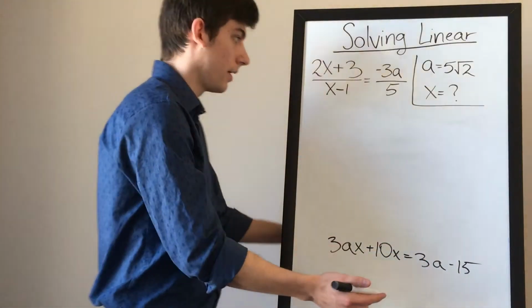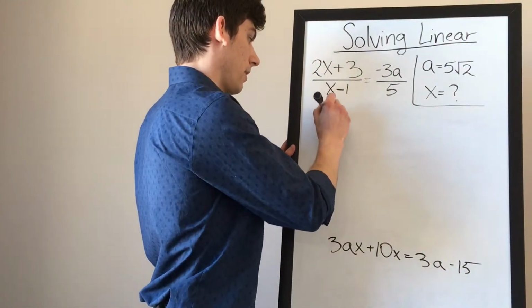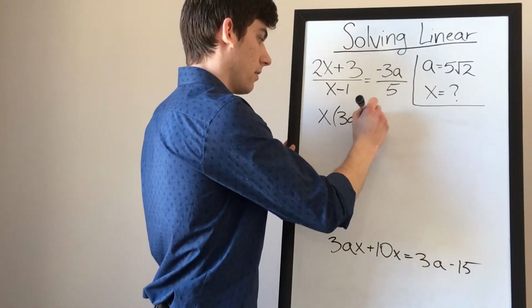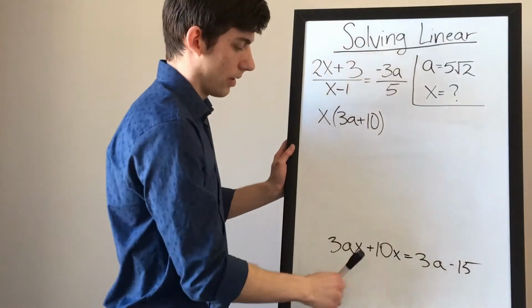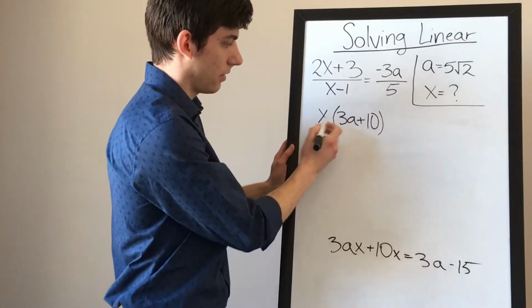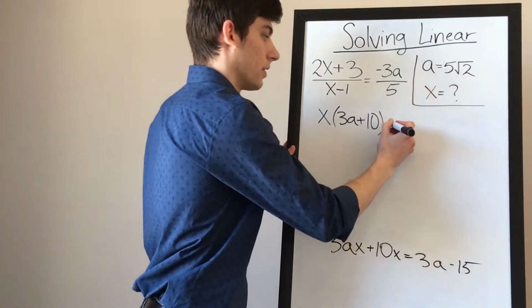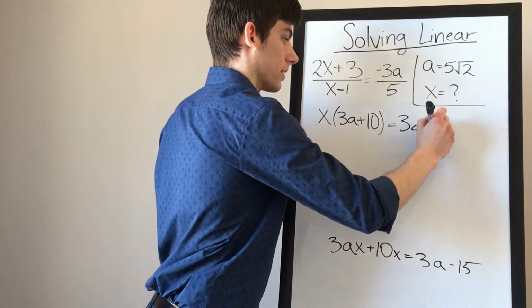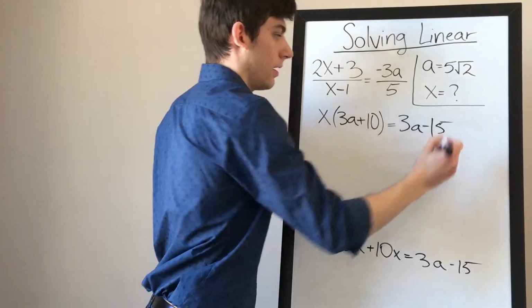So let's factor it out. If we factor out the x, we just have x times 3a plus 10, right? We divided both of these by x, take it on the outside. If you multiply it back in, you get this, right? So this is still equal to 3a minus 15.